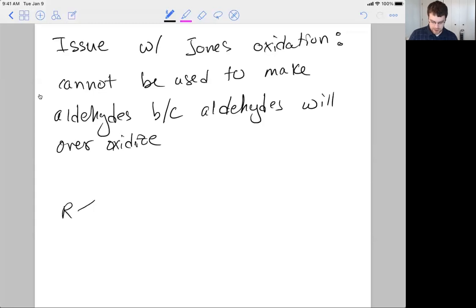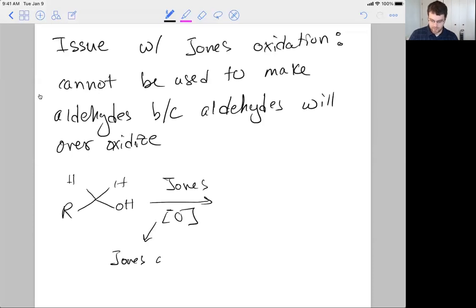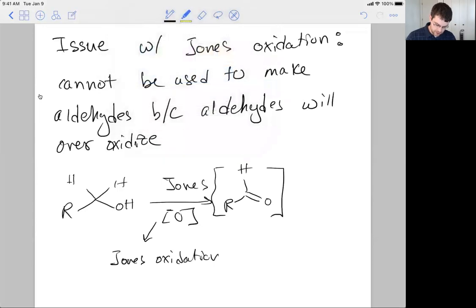Let's say we have some alcohol here, and I treat that with the Jones oxidation conditions. So I'll just put Jones with a bracket. So this implies the Jones oxidation. Under the Jones oxidation conditions, you will form the first oxidation process. And in this first oxidation process, we're converting this carbon-oxygen single bond into a carbon-oxygen double bond. That's what the oxidation process is.